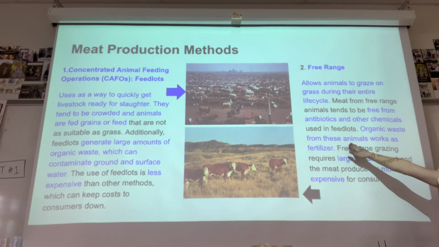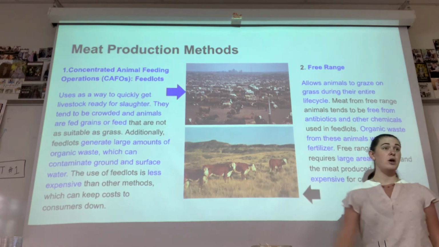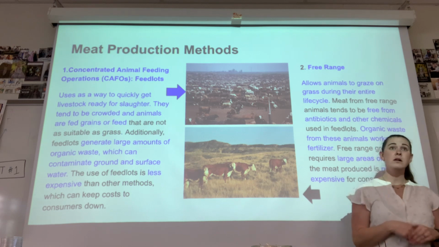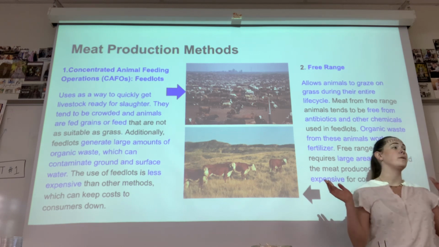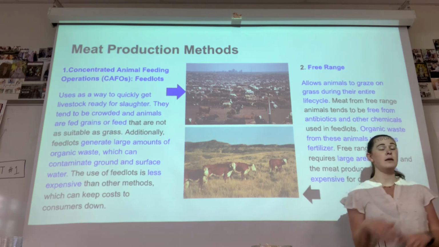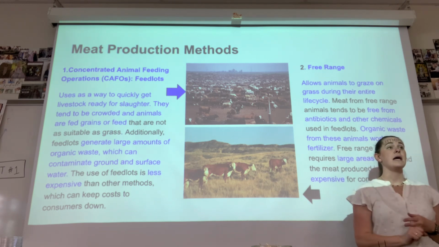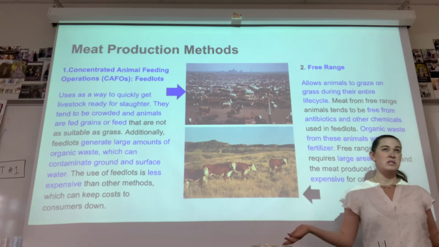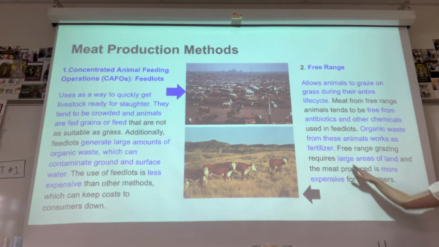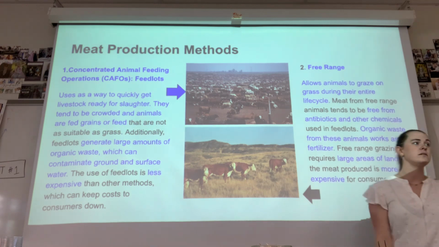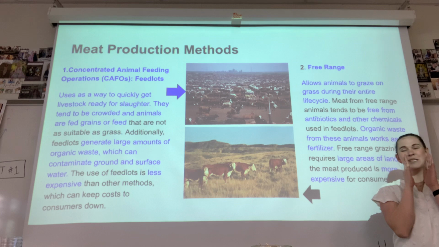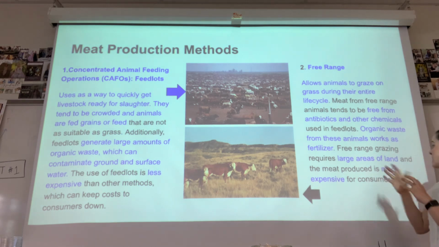Organic waste from these animals works as fertilizer. So we go back to the carbon cycle. This poop is going to be used in the soil. It's going to enrich the soil, promote plants growing, which is going to feed the cows again. So rather than contaminating surface water and groundwater, it's going to be used as fertilizer. The downside of this, though, is that it uses large areas of land. So you have a lot of land for this many cows, which is not very many, and it's more expensive.